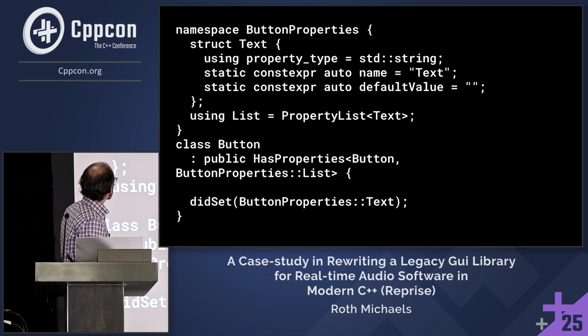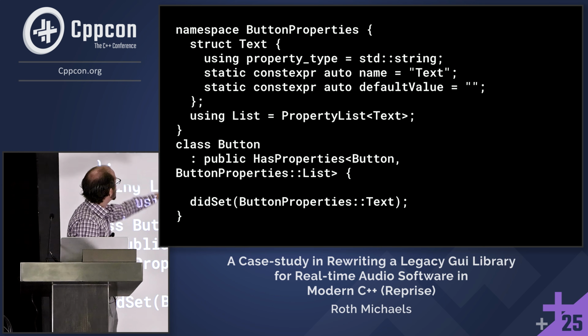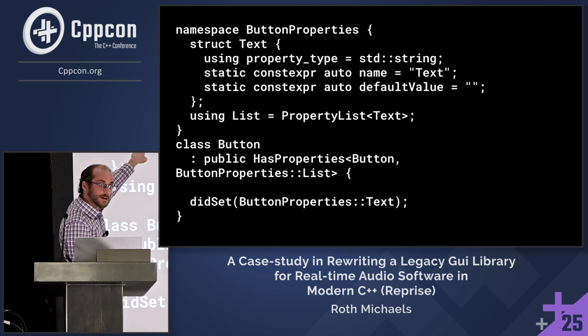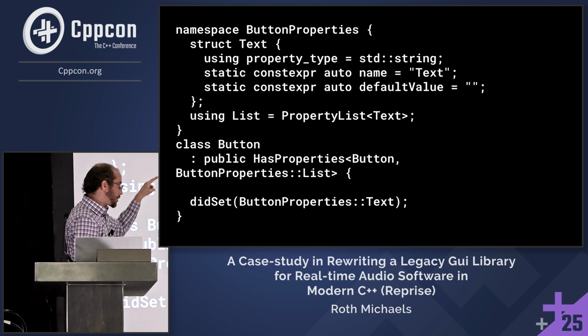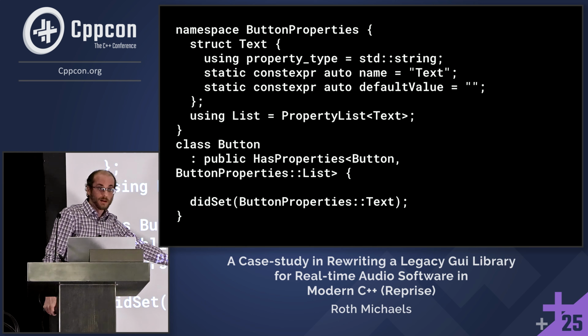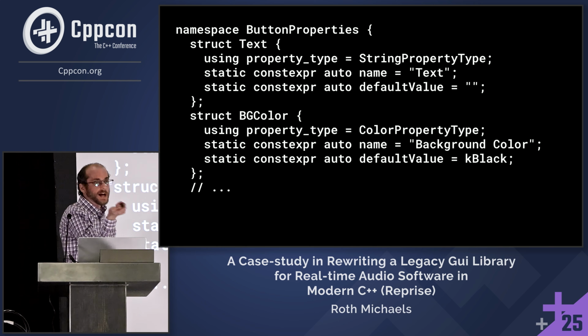Yeah, here we go. So in this example, we only have one didSet, but the argument to didSet is the type of the property, this button properties text, which is an empty struct. And that's purely for overload resolution. So if I had another didSet for background color... So it's a tag, really. Yeah, so it's tag dispatch, exactly.